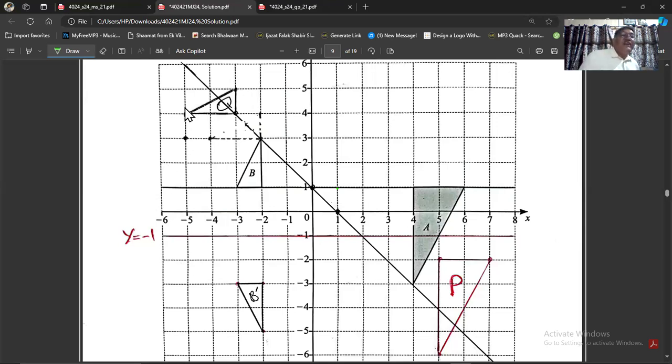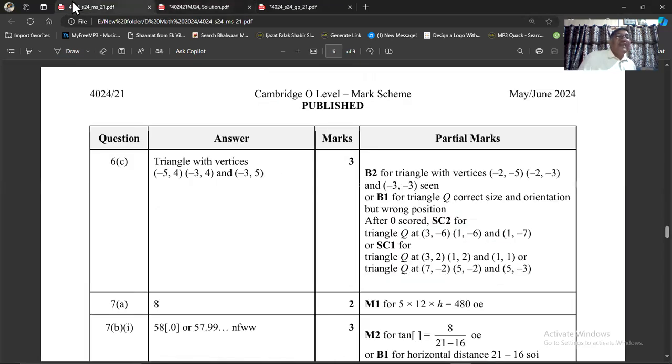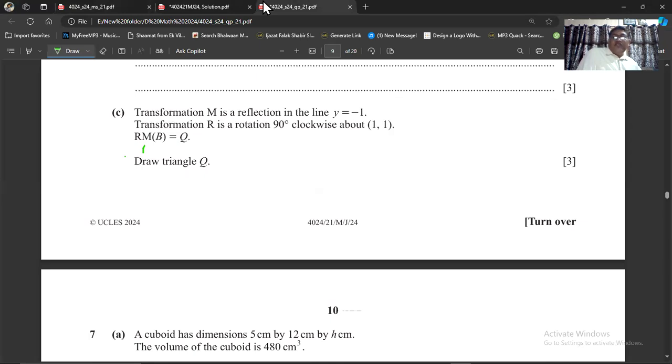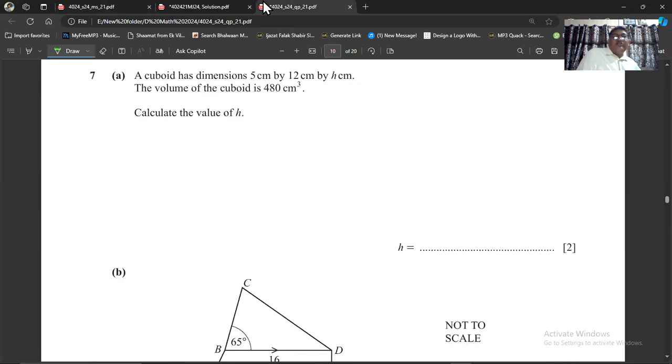This is your triangle Q. Let me check. The triangle Q will be this. I hope you understand how to rotate a triangle about 1 comma 1, and you have to rotate 90 degrees clockwise. So you can check the answers are right, sir. Hopefully you know. Okay, so we are going to the next question.